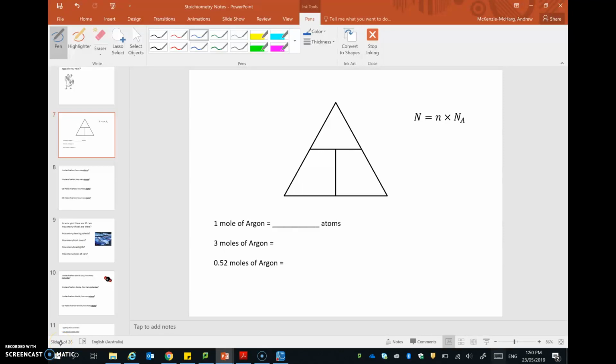Hi there, science students. In this video we're going to continue our study of moles. We were looking at this equation the other day, which tells us that the number of particles is equal to the number of moles multiplied by Avogadro's number. So if we were going to write this in words, number of particles equals number of moles multiplied by Avogadro's number, which is 6.02 by 10 to the power of 23, a very big number.